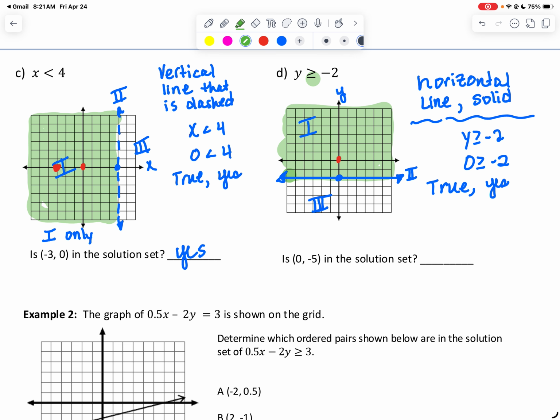or everything in region 1. So in this particular example, everything in region 1 is a solution, and everything in region 2 on the line is also a solution because the line is solid. So is 0, negative 5 a solution? Well, 1, 2, 3, 4, 5. That would be right here, and that does not fall in the shaded region, so that would be a no.